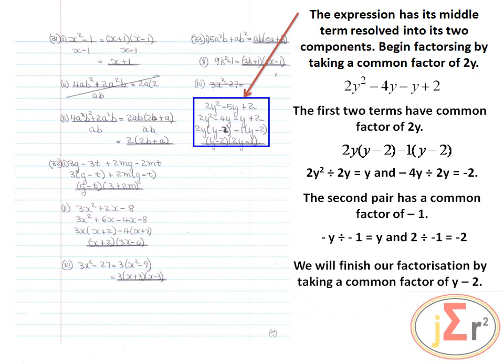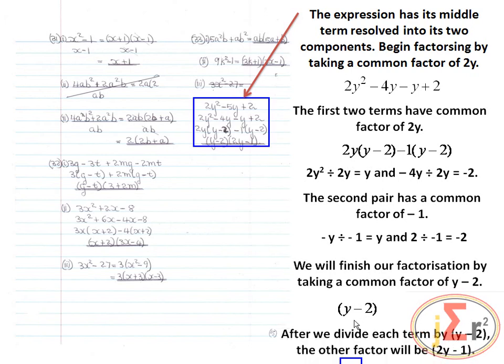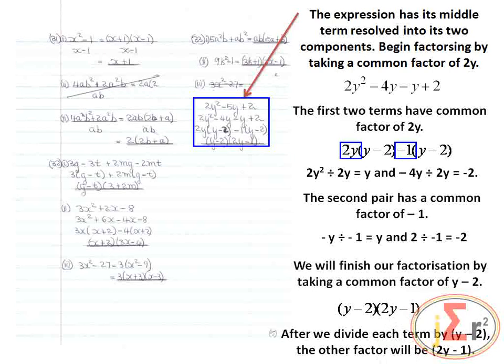So take our common factor of y minus 2. We can see, surely, y minus 2 is a common factor there. And as usual, we may just go straight ahead and put 2y minus 1 as the other factor, as we have done before. But we are highlighting those terms. After we divide each term by y minus 2, the other factor will be 2y minus 1 that we have right there, because we are cancelling the y minus 2 with the y minus 2. We'll get 2y. Cancel the y minus 2 with the y minus 2. We'll get a negative 1.